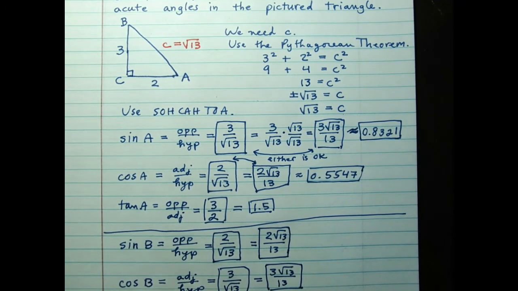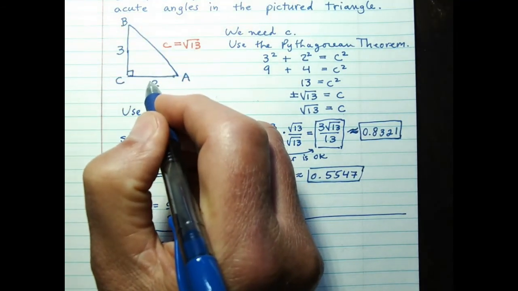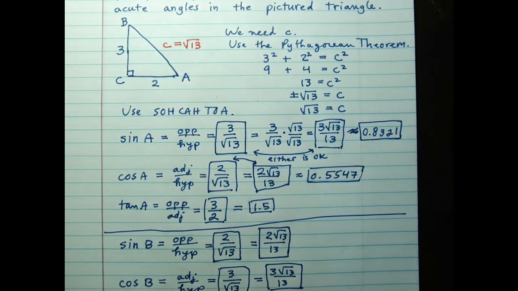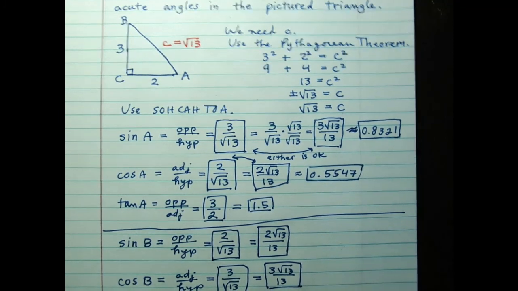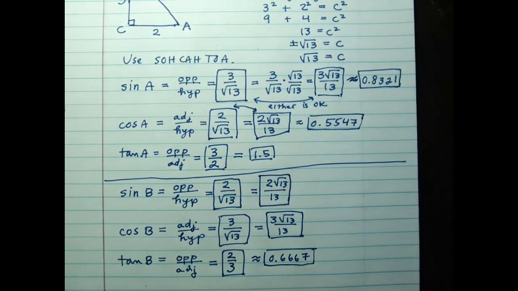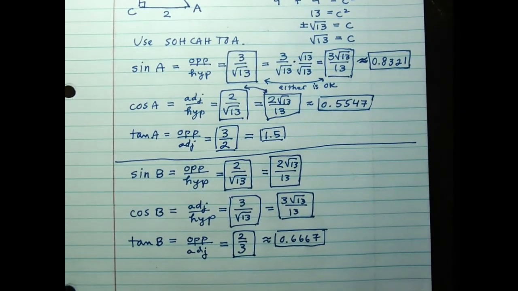And tangent of B. TOA is opposite over adjacent. And for B, opposite is 2, adjacent is 3. That's 2 over 3. And let's see if I can do that decimal in my head. That's 0.6667, 2/3. It's actually 0.66666666, on and on forever. Oops, sorry. I got off the screen. And so there we got it. The sine, cosine, tangent for A and B.